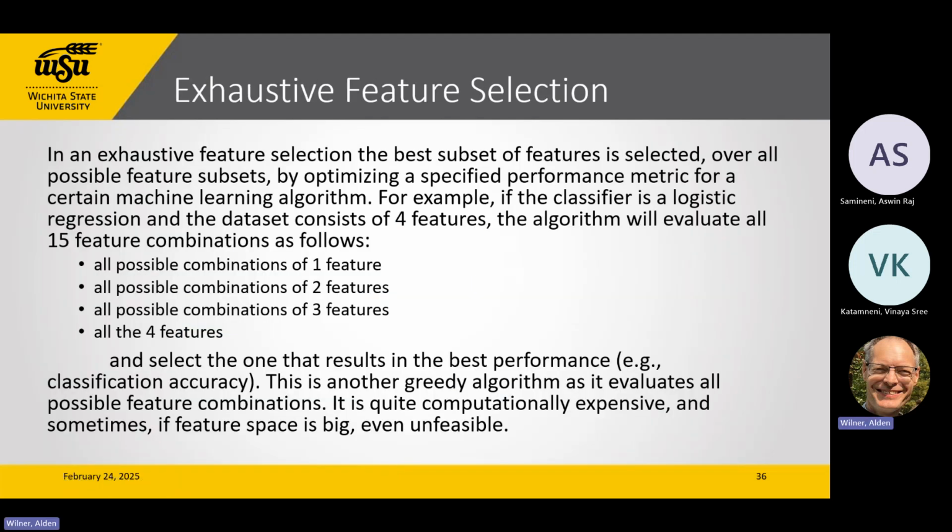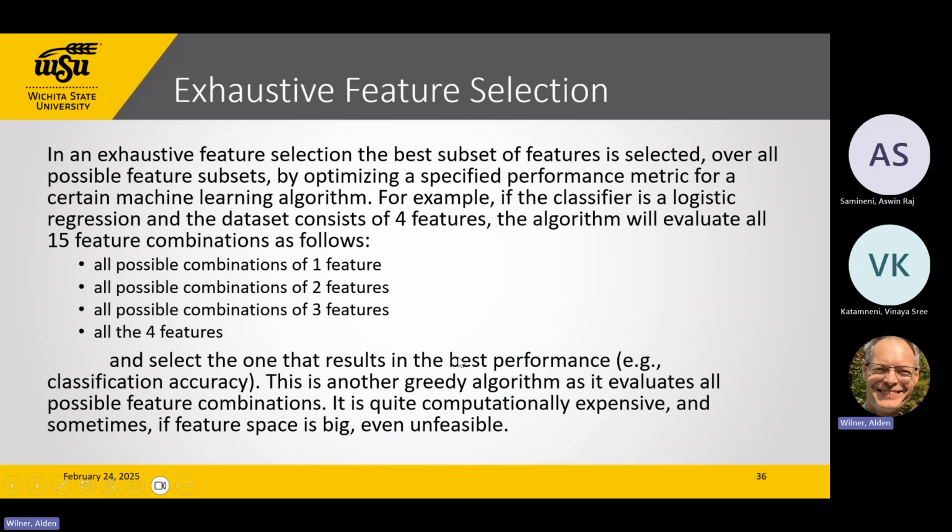So let's talk about exhaustive feature selection. Again, we go out there and we pick the best subset of features. We consider no features, we consider one, all combinations of two, all combinations of three, all combinations of four. If we have 4 features, we'd be looking at 15 different combinations. So 4 combinations of one feature, 6 combinations of two features, 4 combinations of 3 features, and then all 4 features at once. Did that add up right? 4, 6, 4, and then 1. Yeah, okay.